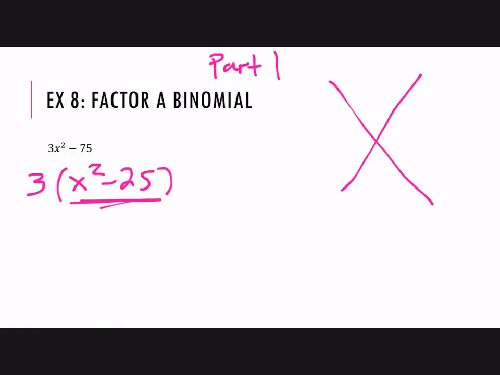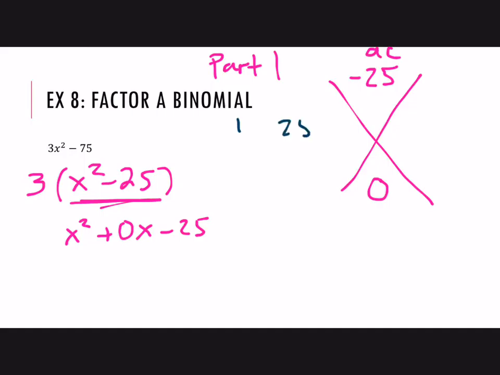A times C. Notice here we actually have two terms, so let's be extra careful. This is actually x squared plus 0x minus 25. So A and C would be 1 and negative 25, and multiplied, A times C would be negative 25. And then B is actually a 0. So now I'm looking for two numbers that multiply to be negative 25 and add to be 0.